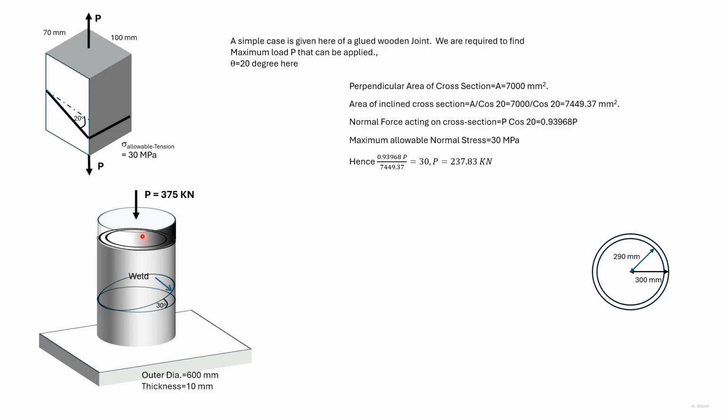We then resolve P into a force that is perpendicular to the weld and a force that is along the weld. So P cos 30 would be perpendicular to the weld. Divide by the area of the weld, gives us the normal stress. P sin 30 is along the weld, and dividing by the area of the weld will give us the shear stress acting.